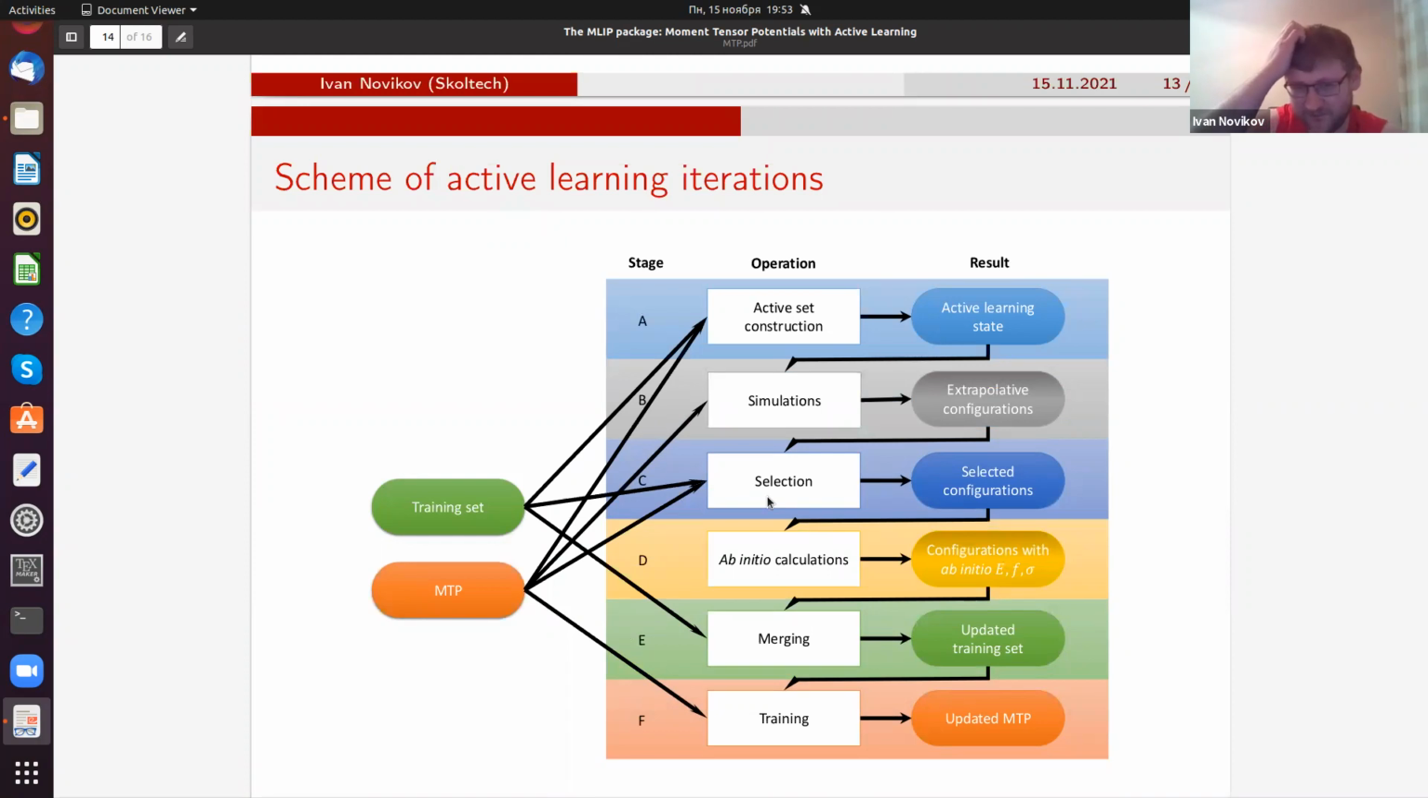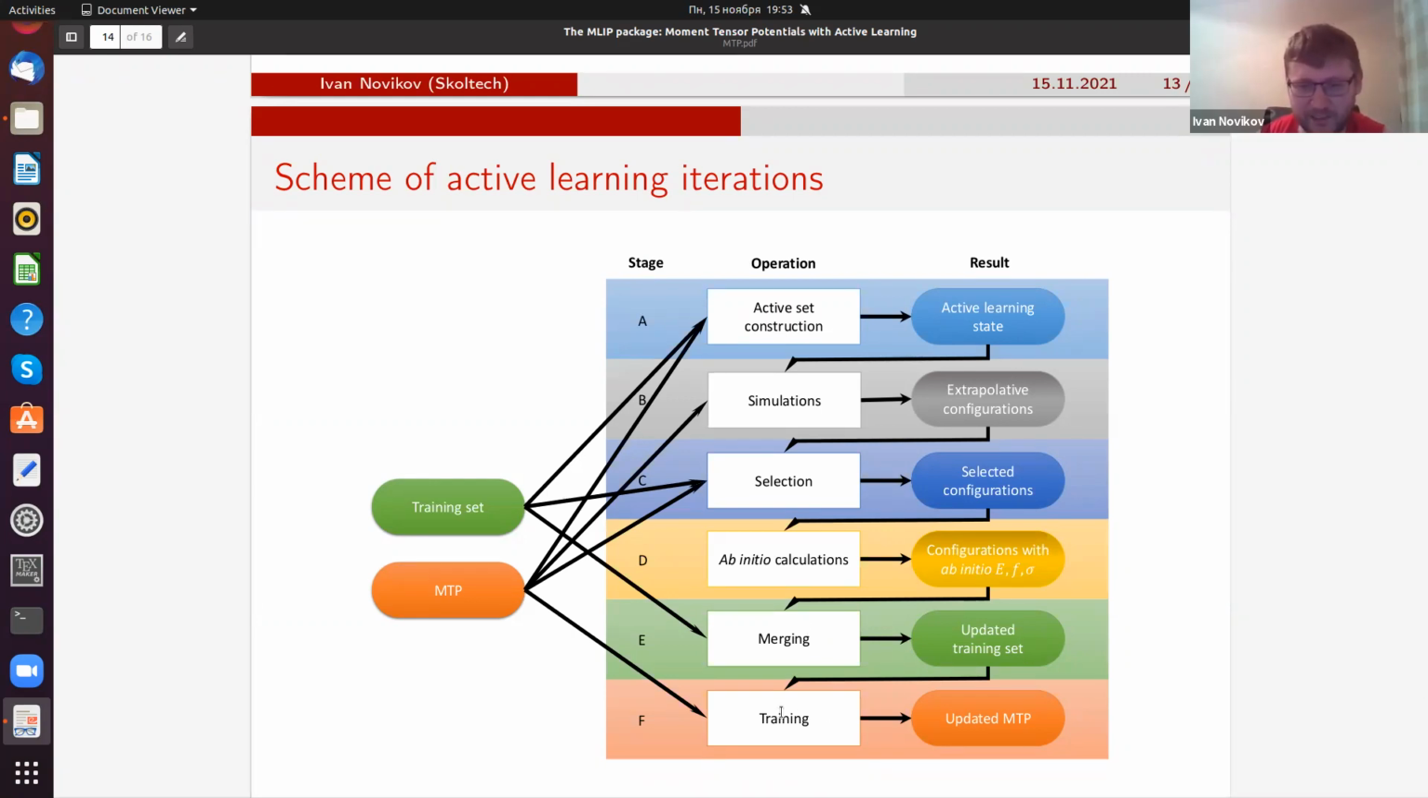Then once we break, we run selection of configurations. We select some configurations from the preselected set, it's selection. After that, we obtain selected configurations, and what is important, we run ab initio calculations or DFT calculations only for selected configurations, not for all the configurations, only for selected. So after these ab initio calculations, we have energies, forces, and stresses calculated.